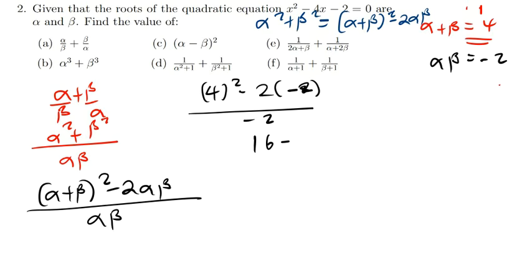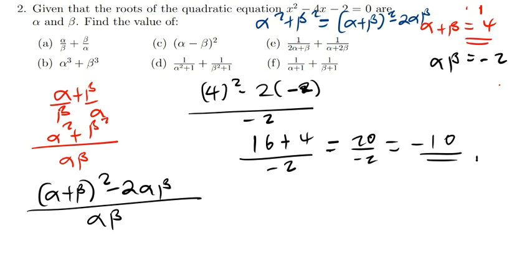We are going to have 16, then we have 4 squared is 16, right? Minus 2, then that is going to be plus 4 divided by negative 2. Okay, so if I divide that by negative 2, what do we expect to have? We can clearly see that we are going to have now 2 into, this is going to be 20 divided by negative 2. The answer becomes 10. So that's the answer for this question.